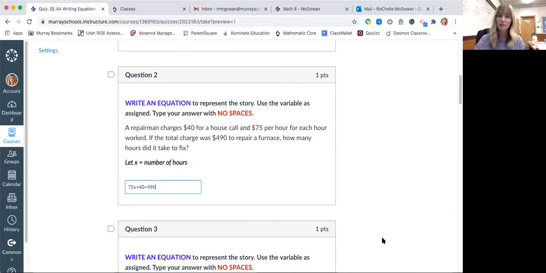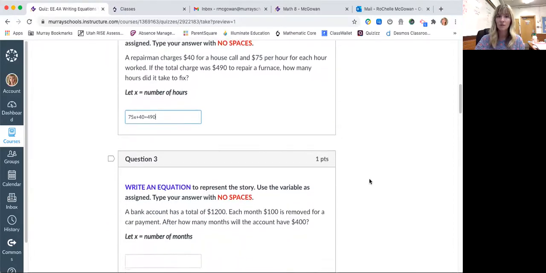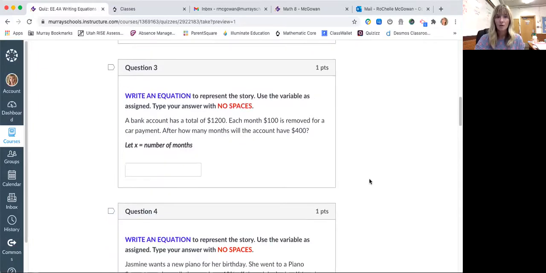We're going to do one more together, and then I'm going to let you try the rest. Question number 3. Write an equation to represent the story. Use the variable as a sign. Type your answer with no spaces. Okay, a bank account has a total of $1,200. Each month, $100 is removed for a car payment. After how many months will the account have $400, and X is the number of months? Okay, this is a little bit trickier. I'm going to show you what I'm writing on my paper.